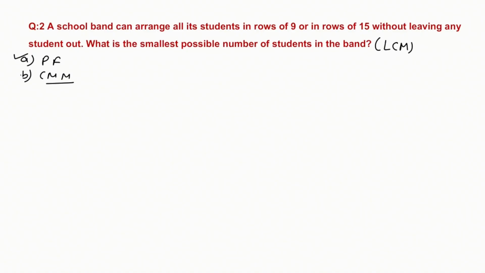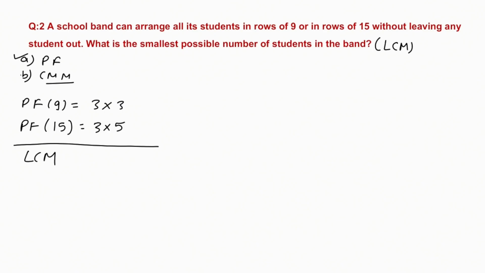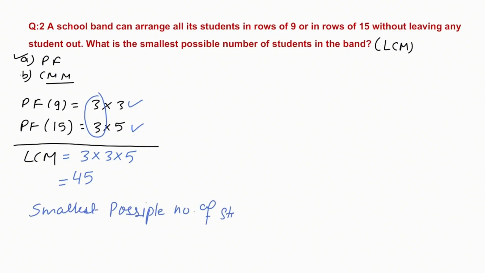So what are the prime factors of 9? So prime factors of 9 are 3 times 3. And prime factors of 15 are 3 times 5. Now to find the LCM, we'll take the common pair if any. So here the pair of 3 is common. So we will take 3 and 3, then 5. So LCM is 45. So what is the smallest possible number of students? Equals to 45.